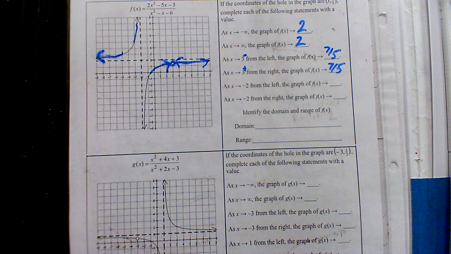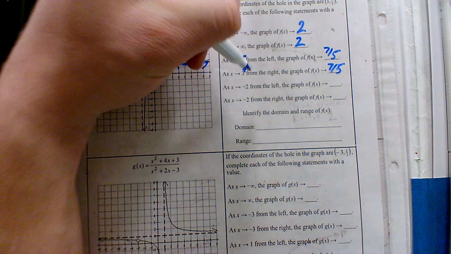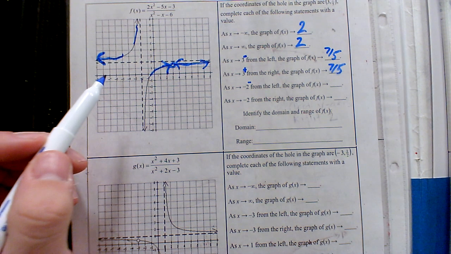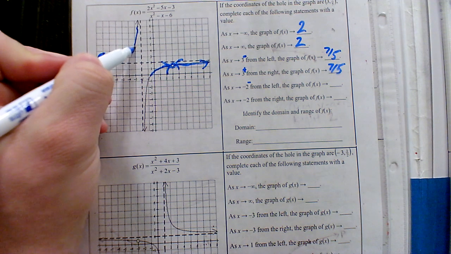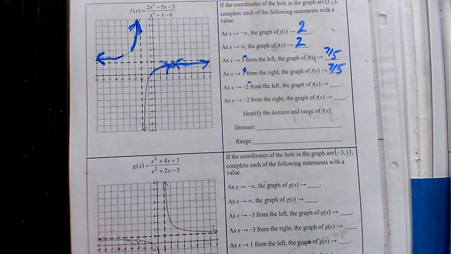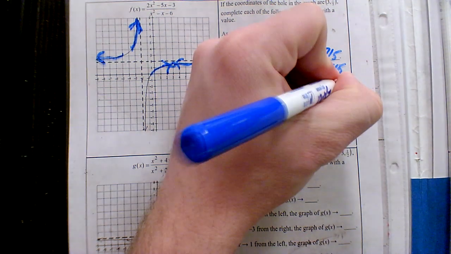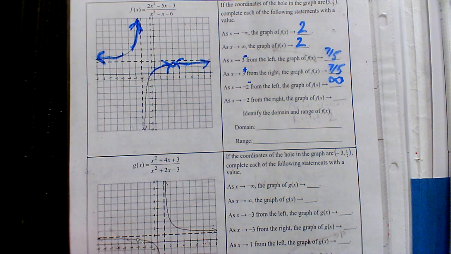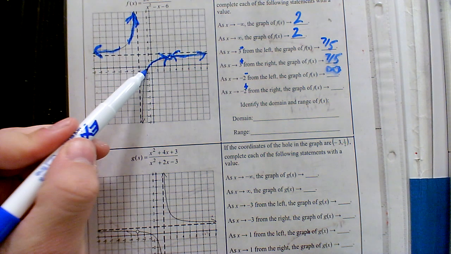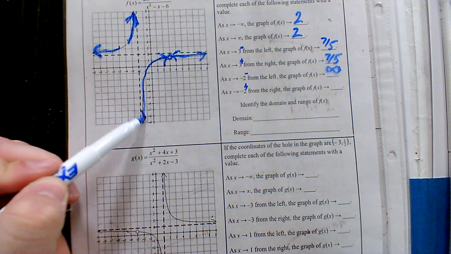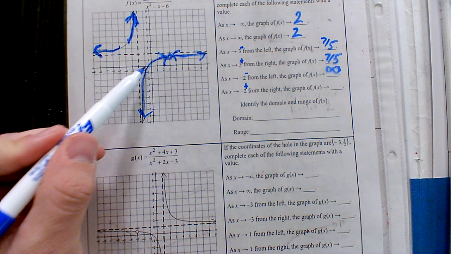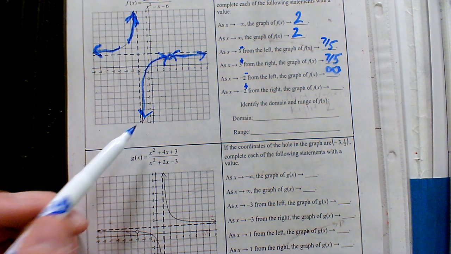All right. As x approaches -2 from the left, again a little minus sign, the graph of f of x approaches what? We're approaching -2 from the left. What is the y value that we're going towards? Marie? Yes. Similar question as we approach -2 from the right side now. We're going towards -2, but from the right side. What y value do we approach? Follow the graph, Marie. Negative infinity.